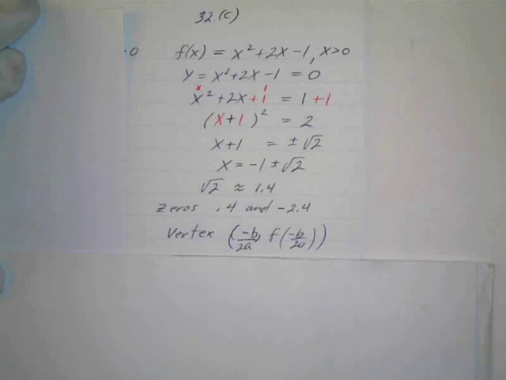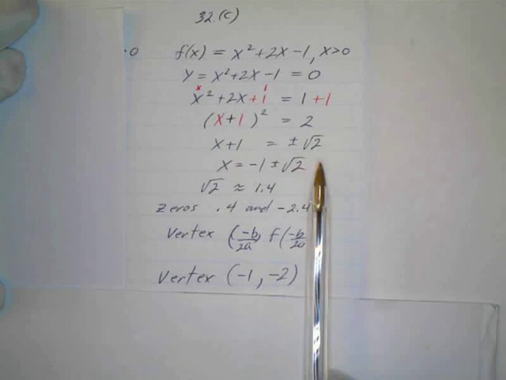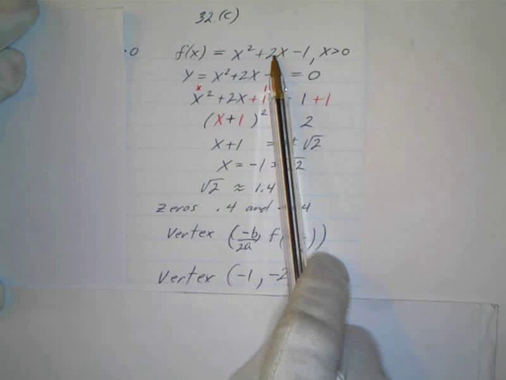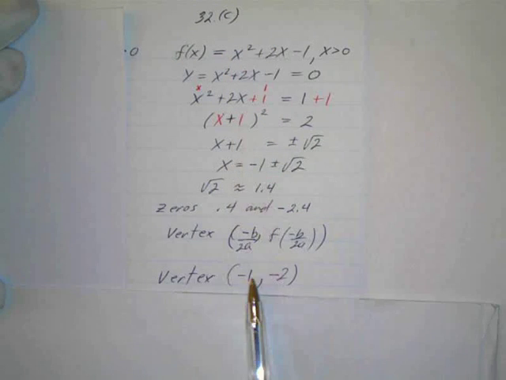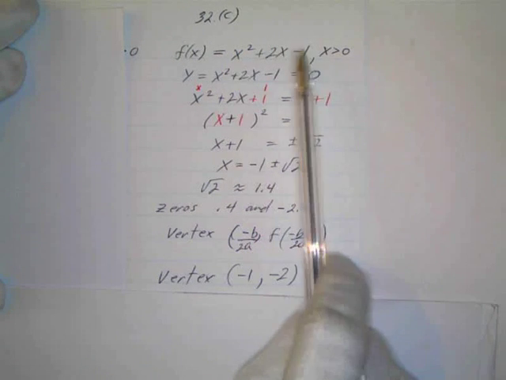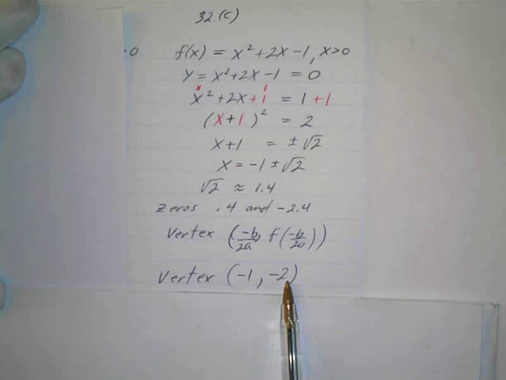Now remember the vertex, it's a little sloppy here, but remember, -b over 2a gave me the x value, then I put that back in the function to find the y value. Well, if I go back up here, -(-2) all over 2 times 1, which is 2, is -1. And if I put -1 back in here, -1 squared is 1, minus 1 is 0, and then 2 times -1 is -2. So there's my vertex.